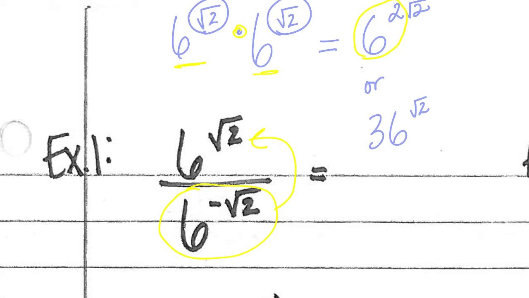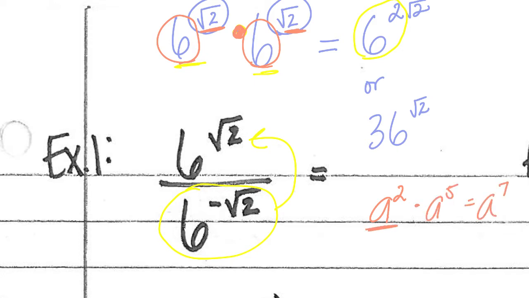Now remember that 36 didn't come from multiplying these exponents, because remember when I multiply, I'm just adding the exponents. I actually don't touch that. So let's go back to that. a squared times a to the 5th is a to the 7th. I never multiply the a's.